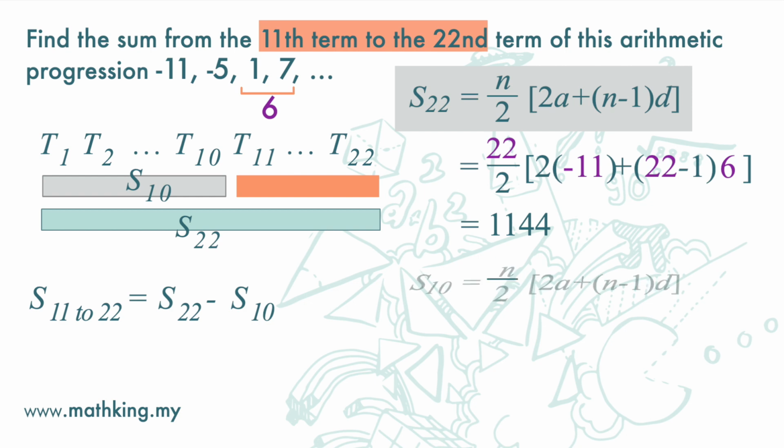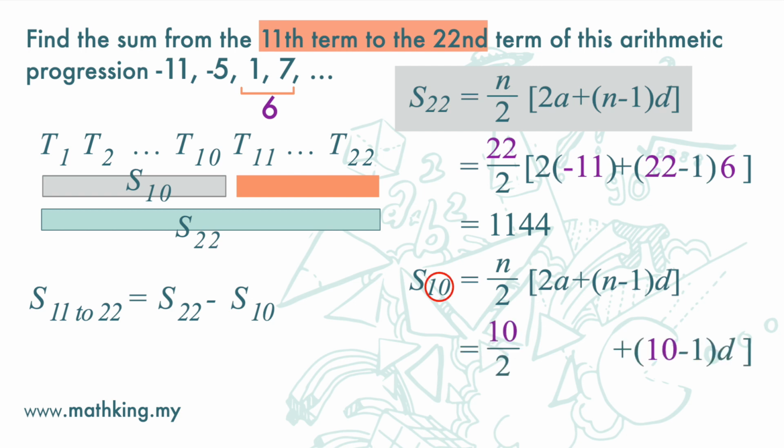For S10, N is 10. Of course, we plug in the number. A is the same, negative 11. D also the same, 6. We work it through and we will get 160.